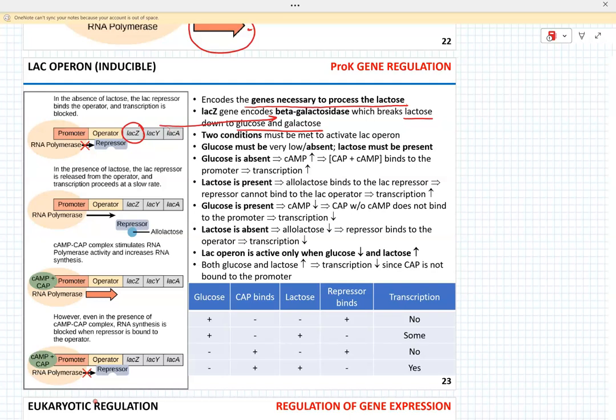So in order to activate the lac operon, two conditions must be met. First of all, the glucose must be very low or absent. Lactose, on the other hand, must be present. As we mentioned before, when glucose is absent, levels of cyclic AMP go up. Cyclic AMP binds to catabolite activator protein, forming the complex which binds to the promoter of the lac operon and increases transcription.